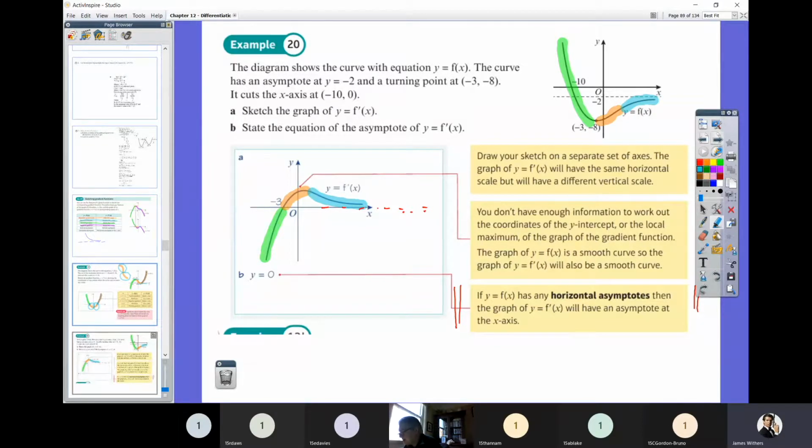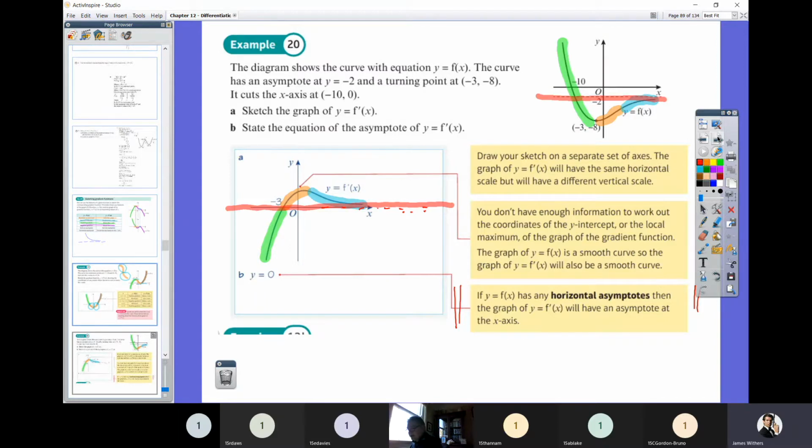And I think the other point to take in is that we've got a horizontal asymptote in the function. So let's just mark that one. Okay, the horizontal asymptote in the function. So when we sketch the gradient function, our horizontal asymptote is at the x-axis. So I think that's really the key points to draw from this.